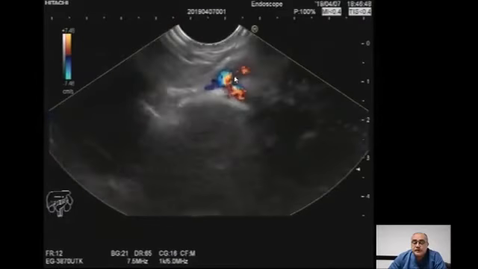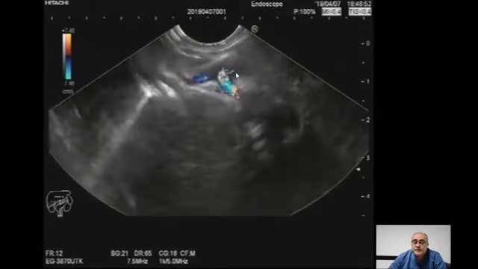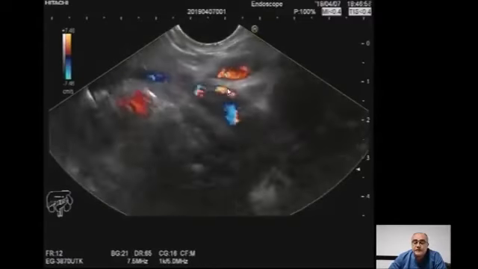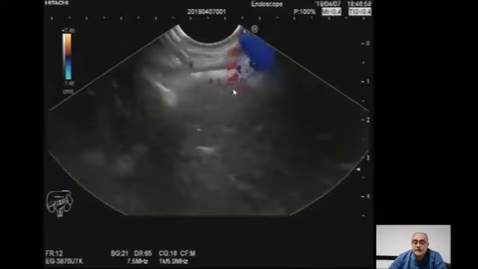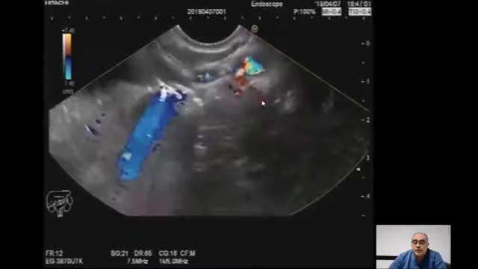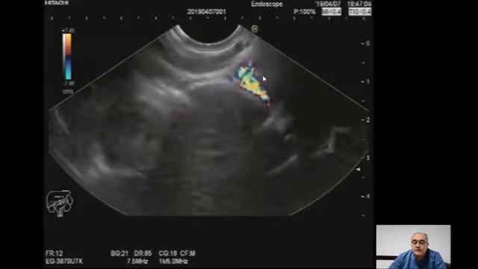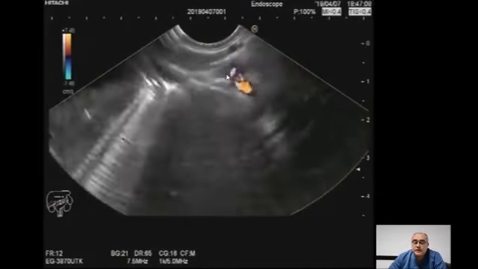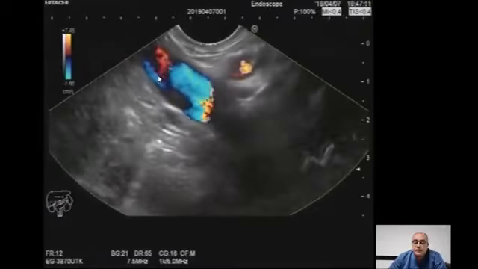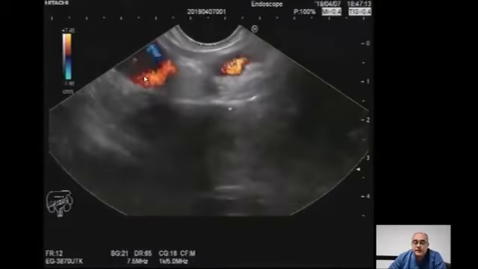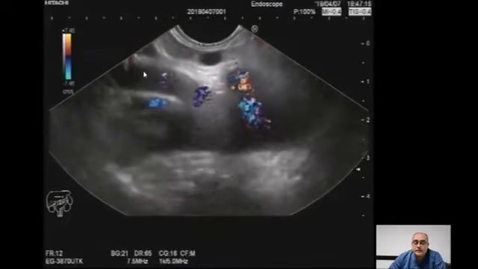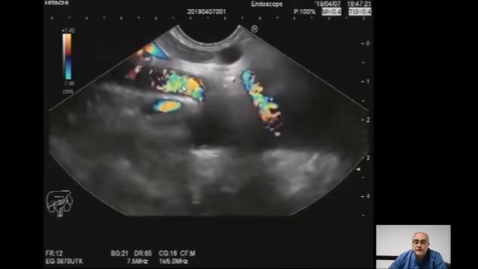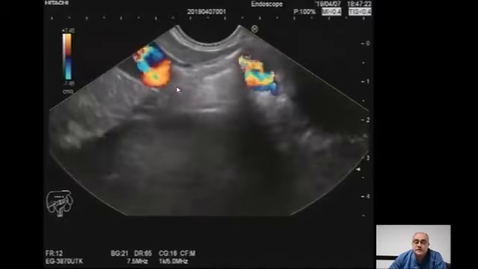And the common hepatic artery, as I said before, gives rise to its main branches, which is the gastroduodenal artery going to the head of the pancreas, and the hepatic artery proper going to the porta hepatis. So this is the common hepatic, and this is the hepatic artery proper, and this is the pancreatico-duodenal artery, and this is the venous confluence. And again, back to the aorta, celiac axis, and the superior mesenteric artery.